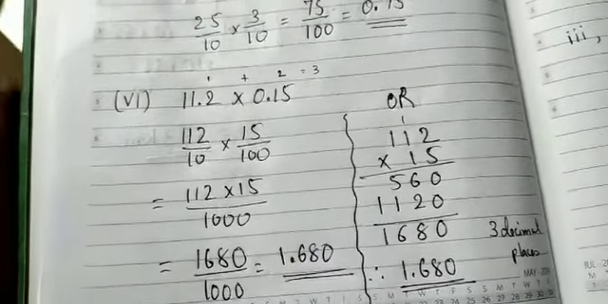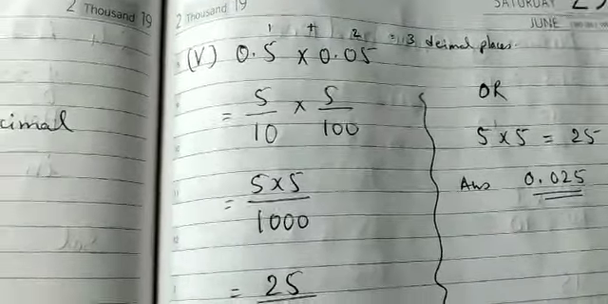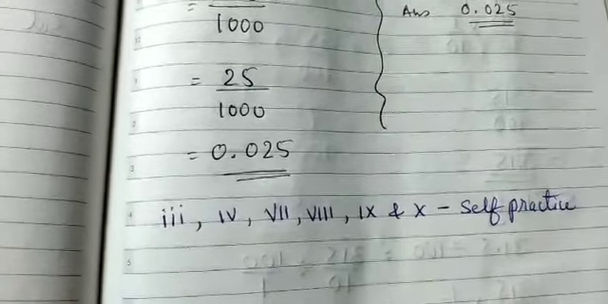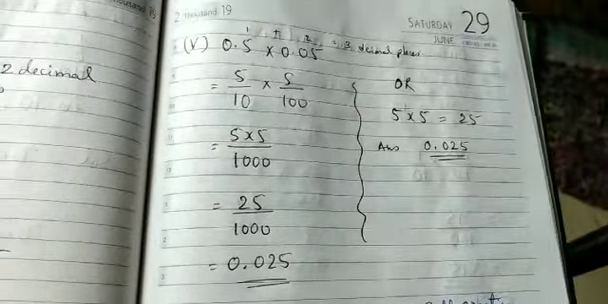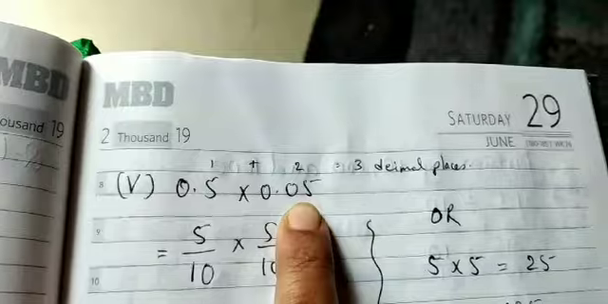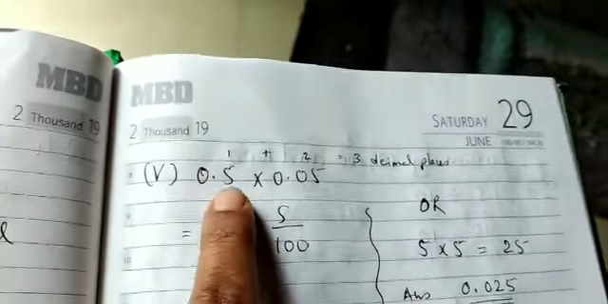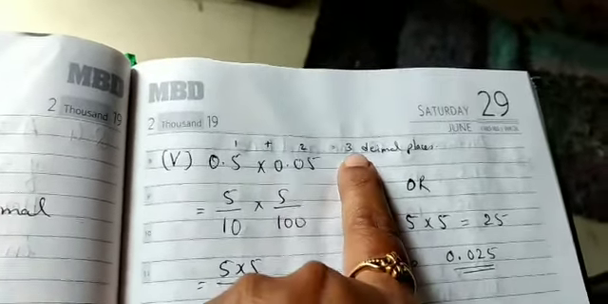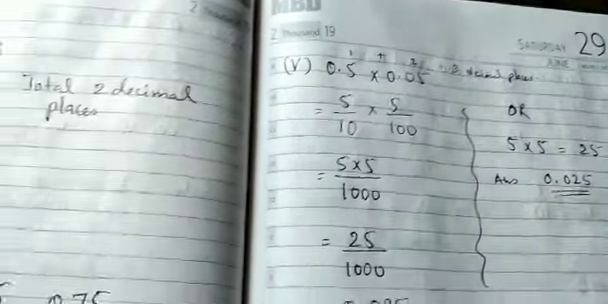This way you have to calculate the rest of the sums, and so you have 3rd, 4th, 7th, 8th, 9th and 10th for self practice. Very simple. You can see 0.5 multiplied by 0.05. So what I did, 5 5s are 25. 1 decimal place over here, 2 decimal places over here, total 3 decimal places. So 1 2 3, point: 0.025.